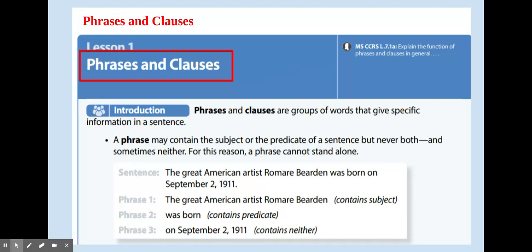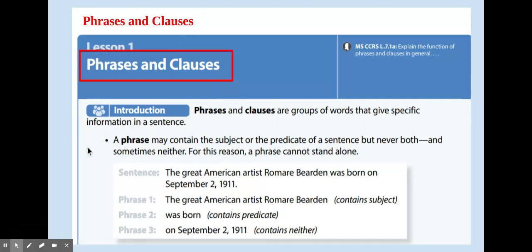Today we're going to talk about phrases. Tomorrow we're going to talk about clauses. In a couple of days, we're going to talk about adjective phrases and clauses. And then the next couple of days after that, adverb phrases and clauses. That way we can build on our knowledge of these building blocks of sentences to help us in our writing. So a phrase and a clause are a group of words that give specific information in a sentence.